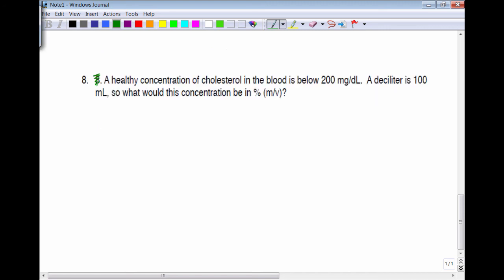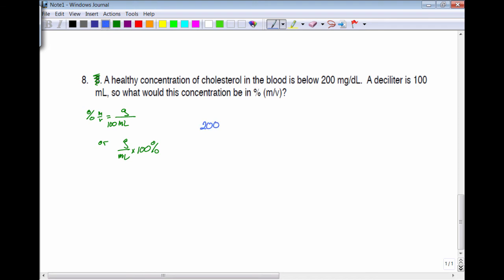Number 8 tells you that a healthy concentration of cholesterol in the blood is below 200 milligrams per deciliter. You might already know that a deciliter is 100 milliliters. The problem is asking you to find this concentration in a percent M over V. Remember that percent M over V is in grams per milliliter and can be thought of as grams per 100 milliliters or in grams per milliliter times 100%.